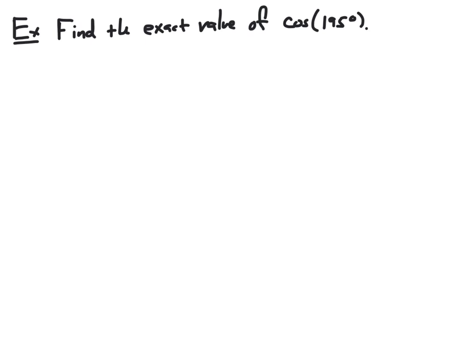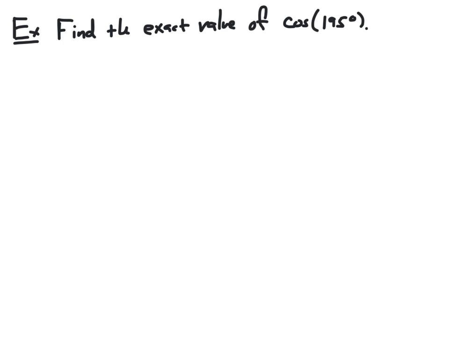In this video, we're going to take a look at some additional examples computing the values for sine and cosine of angles using the sum and difference identities. In this first example, we are being asked to find the exact value of the cosine of 195 degrees.